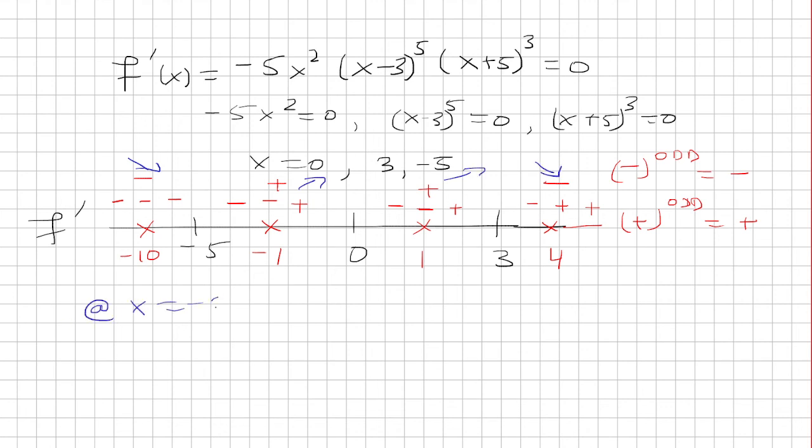At x equals negative 5, the derivative changes from negative to positive, so you get a minimum. At x equals 0, it goes from positive to positive, so that is neither. The requirement is for the sign to change. And then at x equals 3, positive to negative means it has to be a maximum.